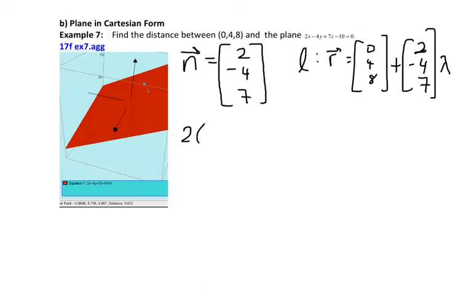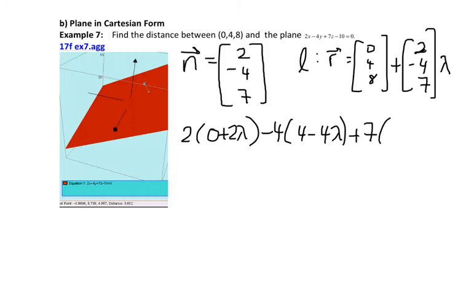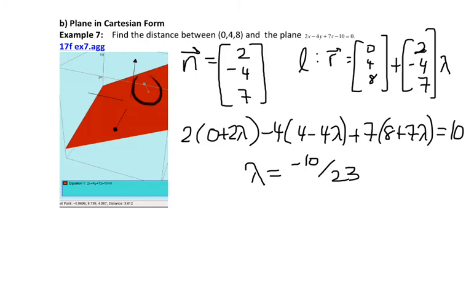So 2 times 0 plus 2 lambda, minus 4 times 4 minus 4 lambda, plus 7 times 8 plus 7 lambda is 10. I moved my 10 to the other side. And then you solve that, and you should end up with a lambda value of -10/23. And now I'm going to do the same thing. I want to find this distance here, so I'm going to come back, plug in my lambda. That's going to give me this point on my line.